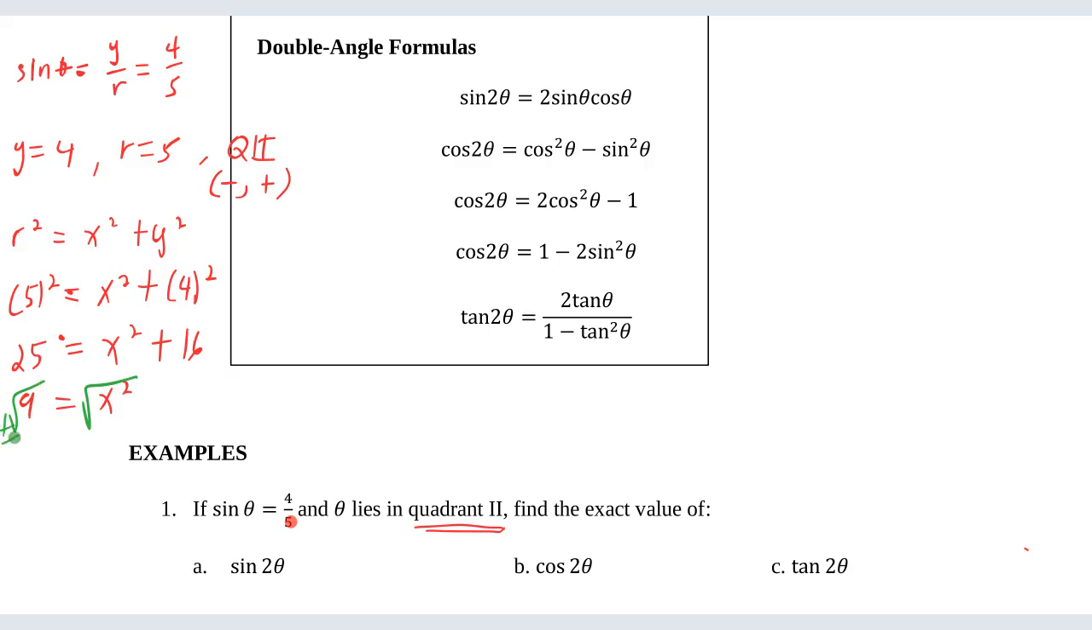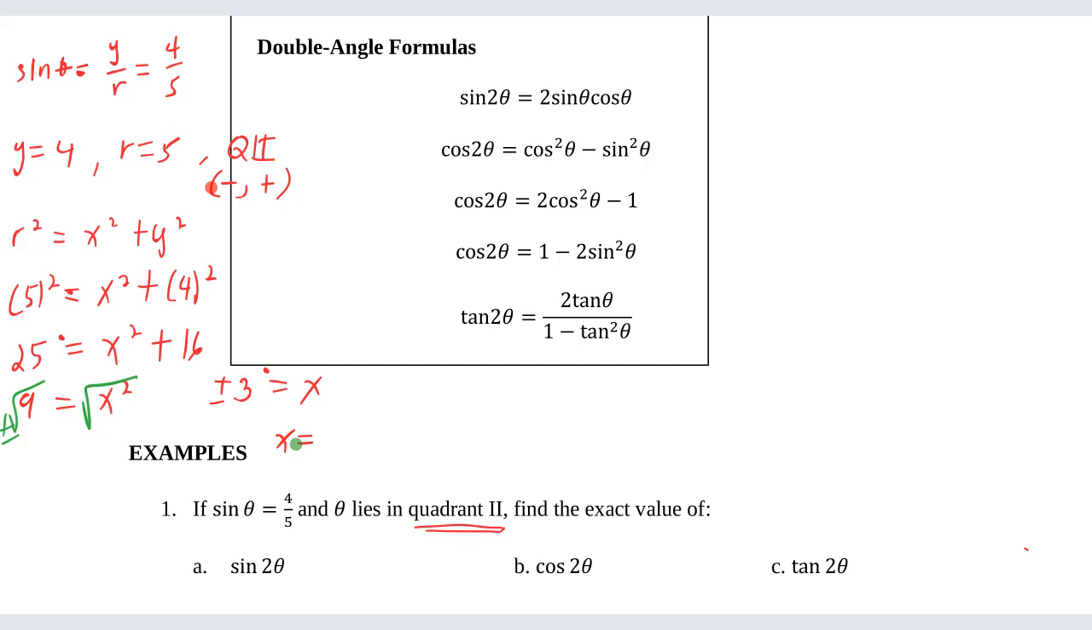Okay, so taking the square root on both sides, that would be plus and minus. And so we now have here plus or minus 3 is equal to x. Now we'll decide whether x is positive or negative. Earlier we mentioned that this angle is in quadrant 2. So therefore x here must be positive.